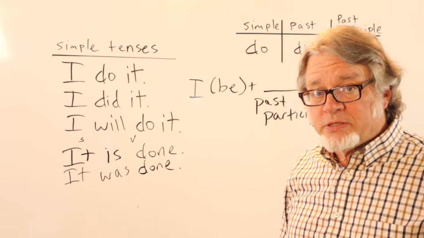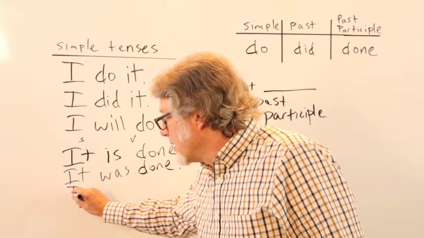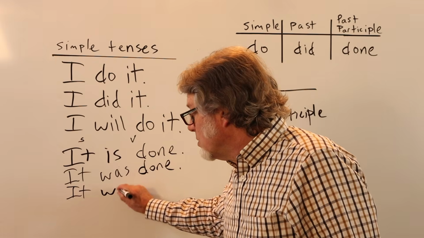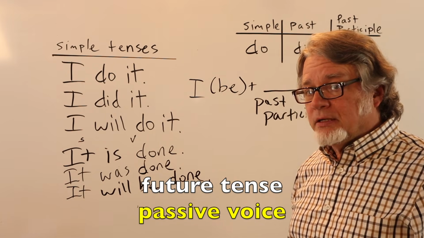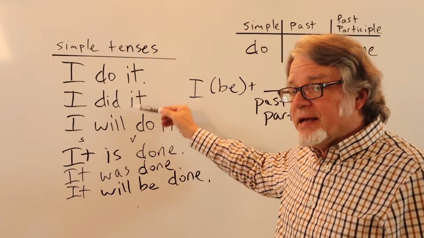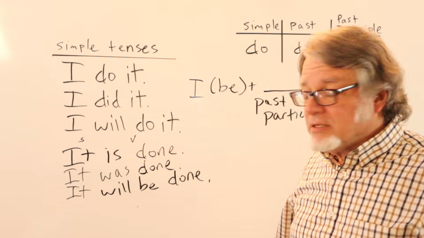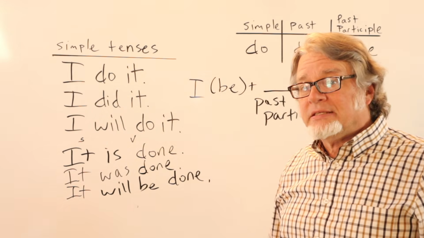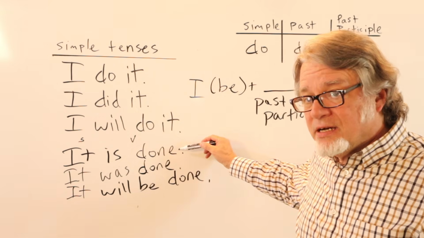To put this into the future tense, I will do it. We'll start with it, and then for the future form for be, it will be, and then the past participle. It will be done. The meanings for these three sentences are about the same as these three sentences, but the structure of the sentences is different. Here, each sentence is in the active voice, and here, each sentence is in the passive voice. I do it, it is done.